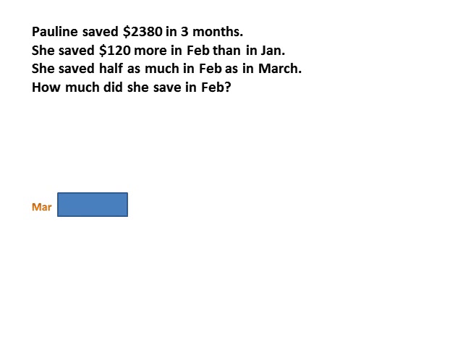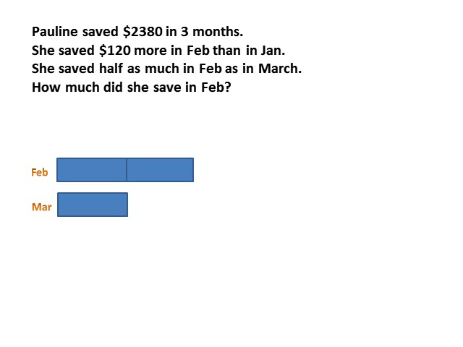Okay, so let's read again the third line. She saved half as much in February as in March. So if you have one box for March, how many boxes would you have in February? Okay, so that means you would have to have 2 boxes in February, right? Because one box is half of 2 boxes. So that would be your February.